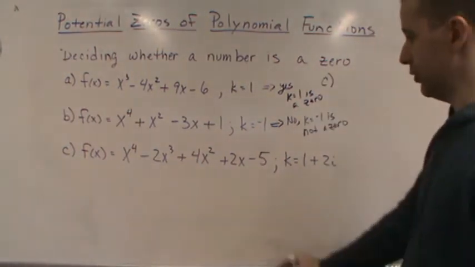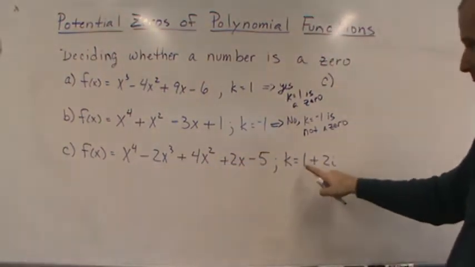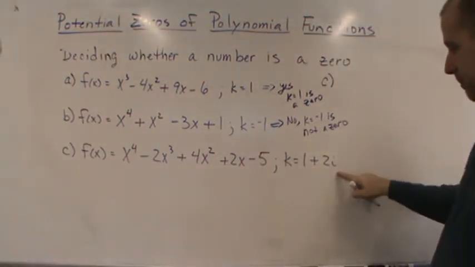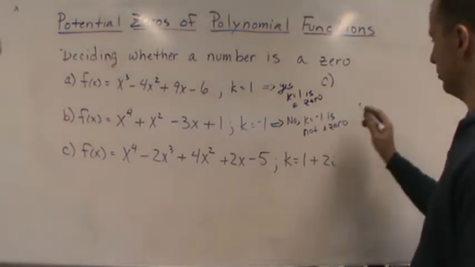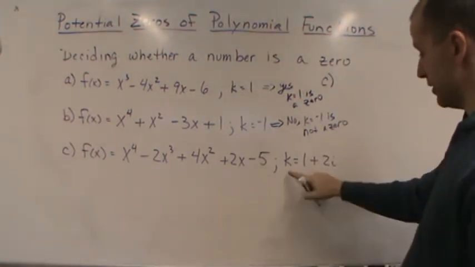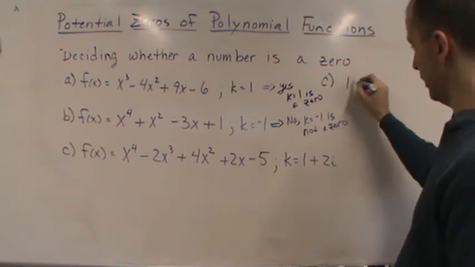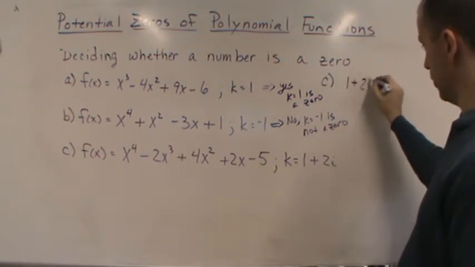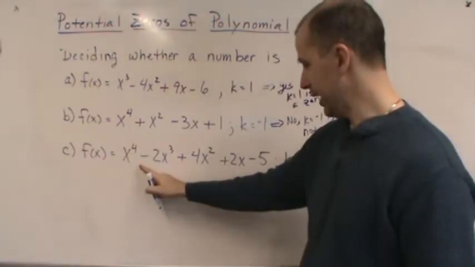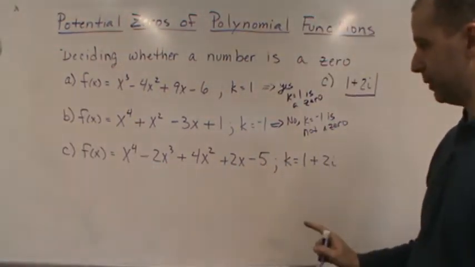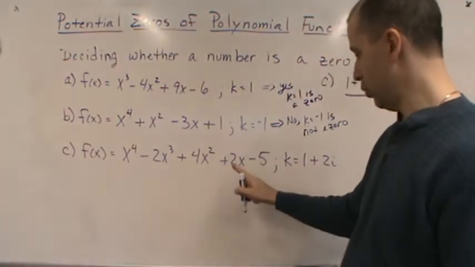So now we're going to use this polynomial and find out whether this is a root, or excuse me, a zero. So now we're going to do the same thing. This is our k value, so we have to put 1 plus 2i. And now we're going to write the coefficients. Again, we need to make sure if there are any place values. So 4, 3, 2, 1, 0.